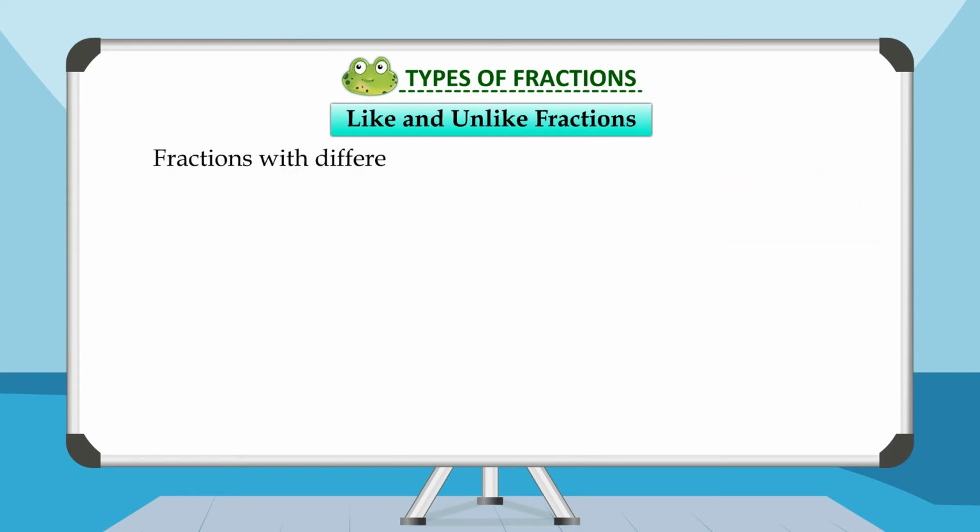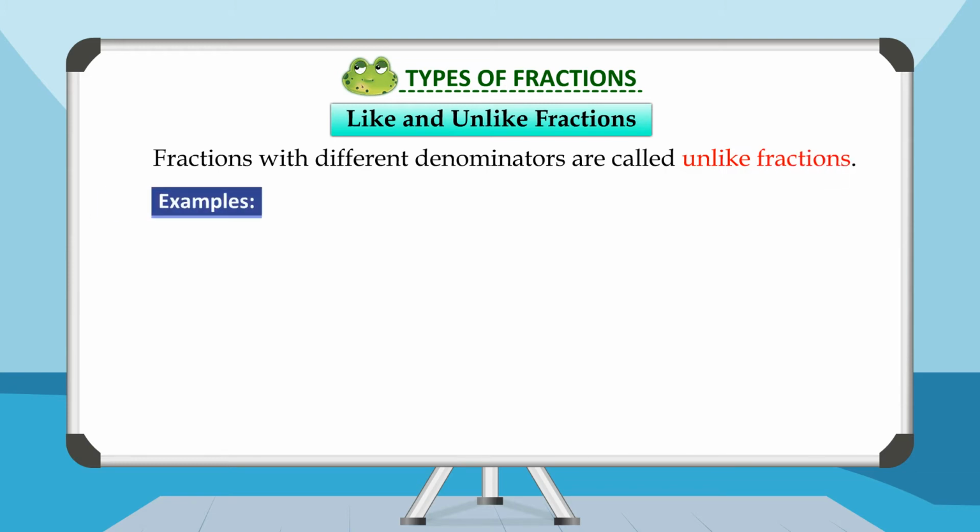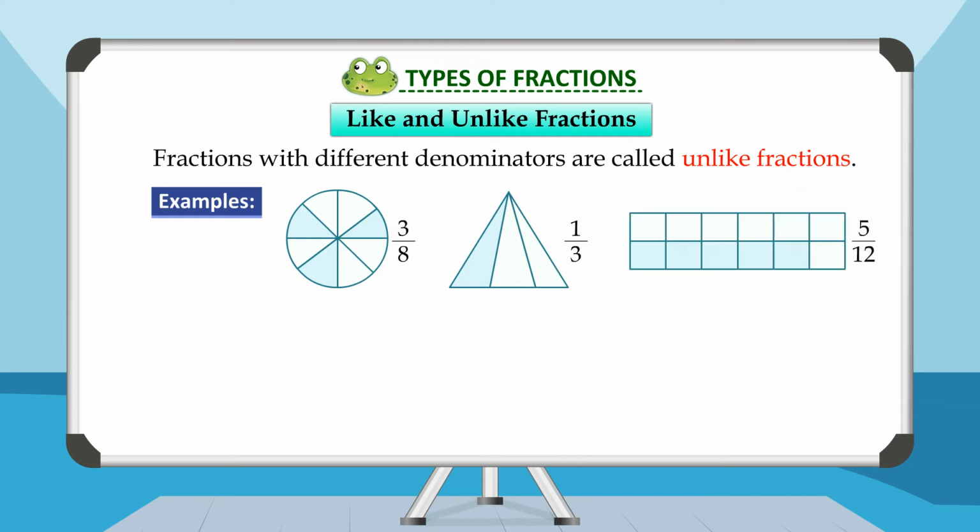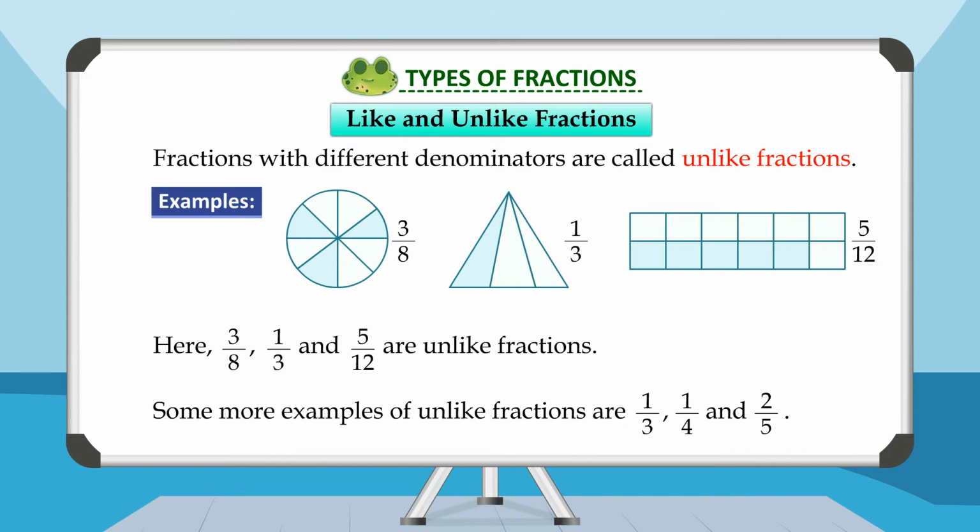Fractions with different denominators are called unlike fractions. Examples: 3 upon 8, 1 upon 3, 5 upon 12. Here, 3 upon 8, 1 upon 3, and 5 upon 12 are unlike fractions. Some more examples of unlike fractions are 1 upon 3, 1 upon 4, and 2 upon 5.